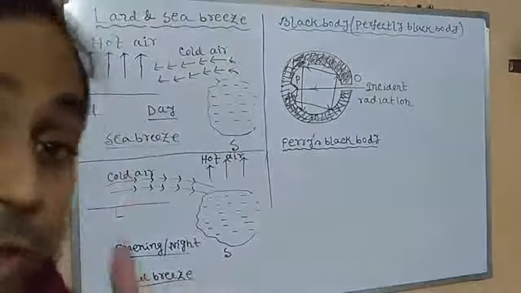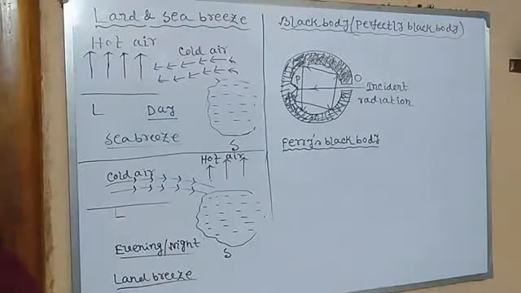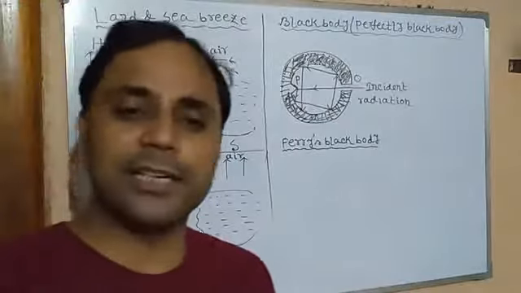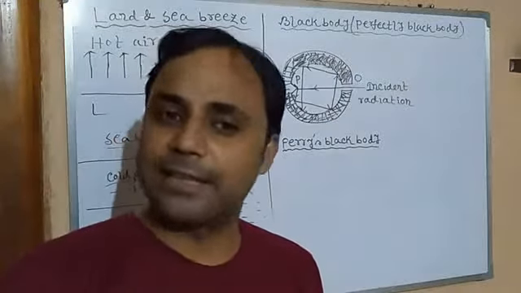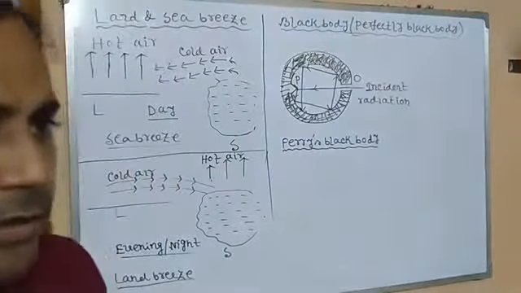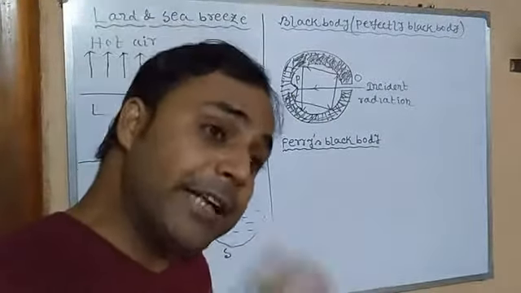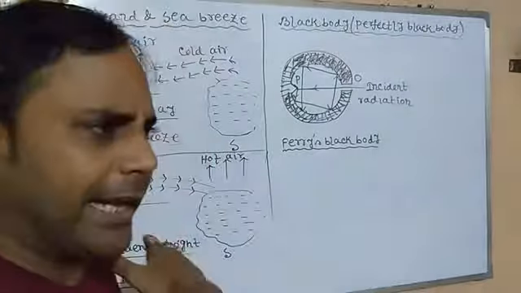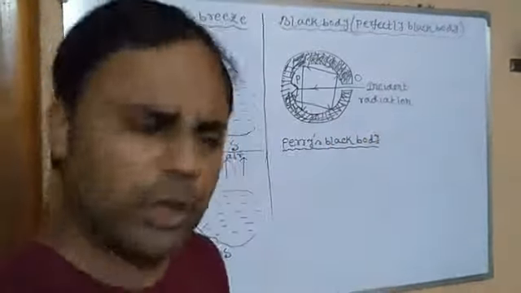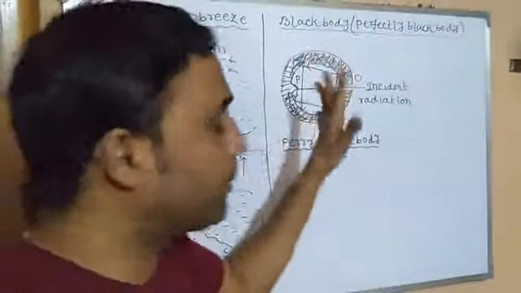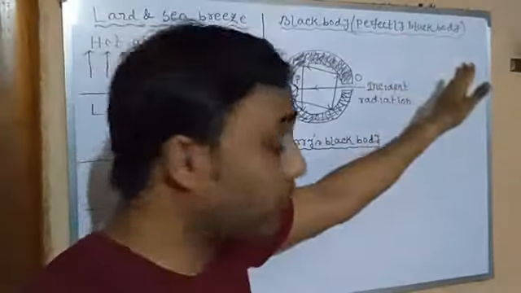Now move on to the next topic, a very important topic. That is based on radiation. That is black body, then perfectly black body. Now what do you mean by black body? Though it seems that it is colored black, no, a black body doesn't mean it appears black in color. A body, when any radiant heat is incident on it, if it completely absorbs the entire radiation of all wavelengths, whatever the wavelength, if it completely absorbs the incident radiation, then it is called a black body.